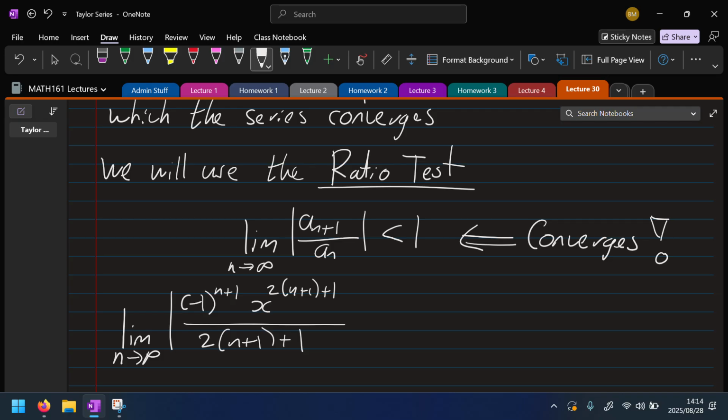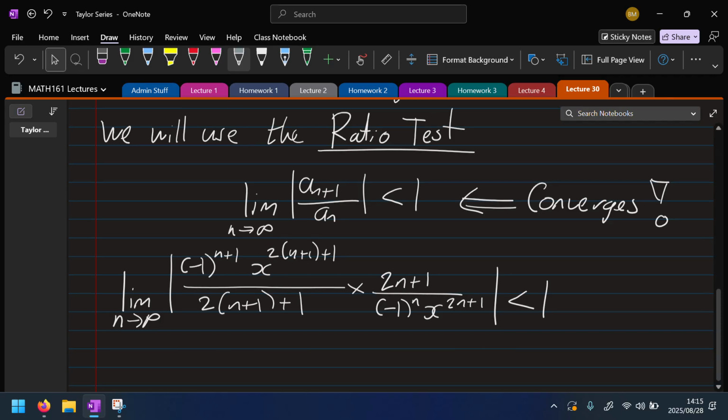Now we divide by an, or in other words, multiply by the reciprocal. So that will be 2n plus 1 at the top. And then at the bottom, we still have the -1 to the n, x to the 2n plus 1. And we're going to force this to be less than 1 because we want to find where it converges.